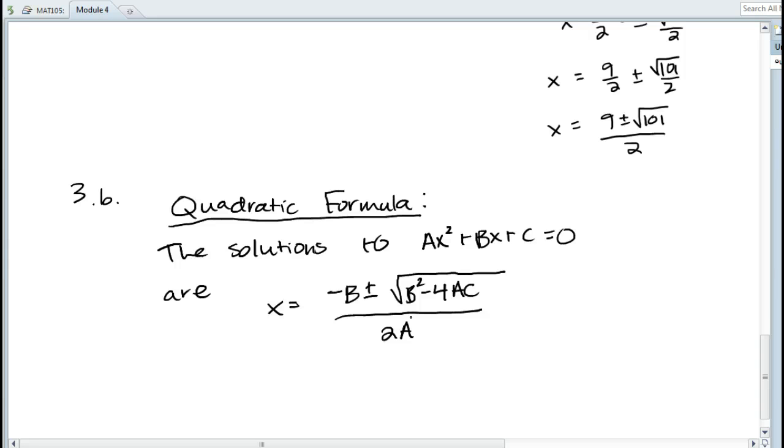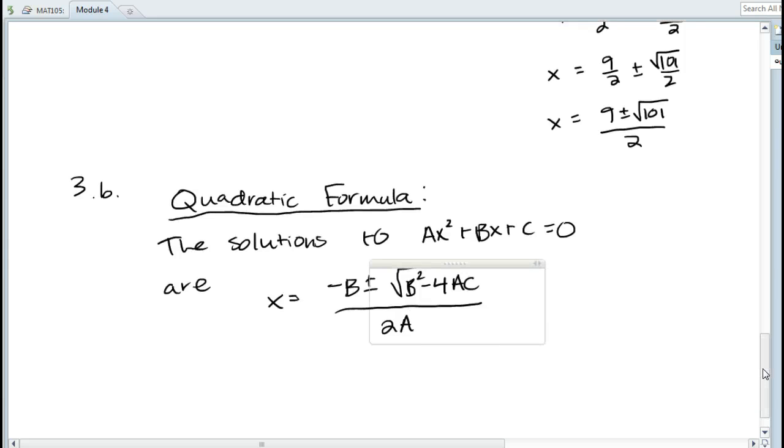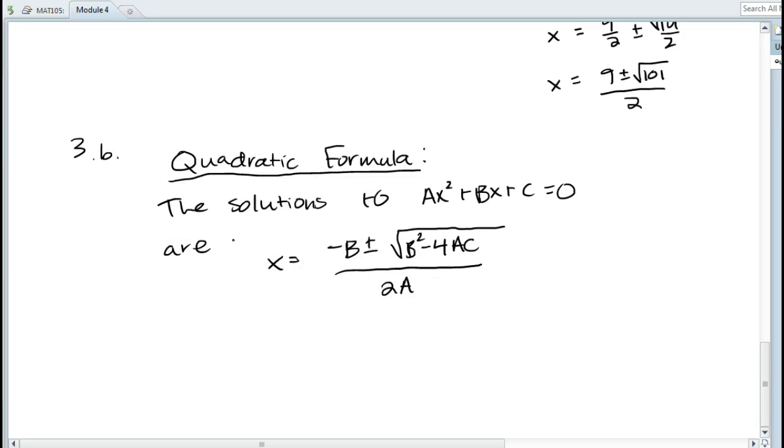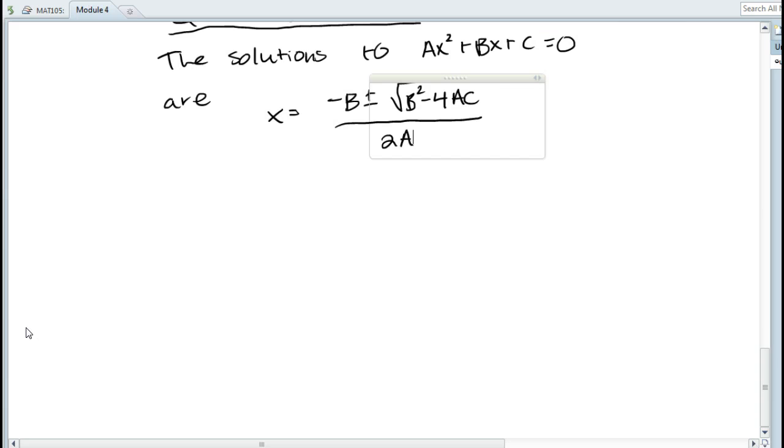So this is just a plug and chug kind of method. It'll get you to the answer every time, but it's, I don't know, kind of boring in my opinion. I like to stay more active when I solve equations, but let's see how to do this. Okay, so whenever it doesn't factor or use the square root principle, we're going to have to do something like this.